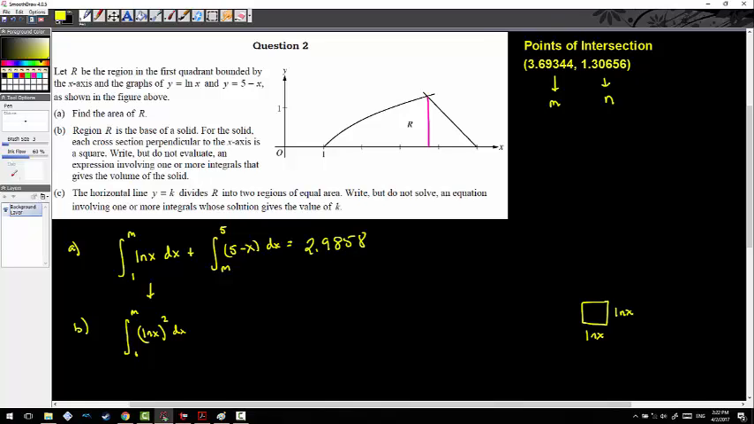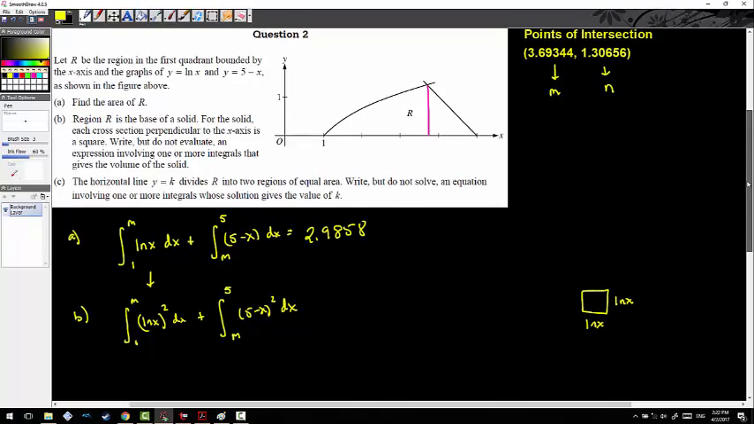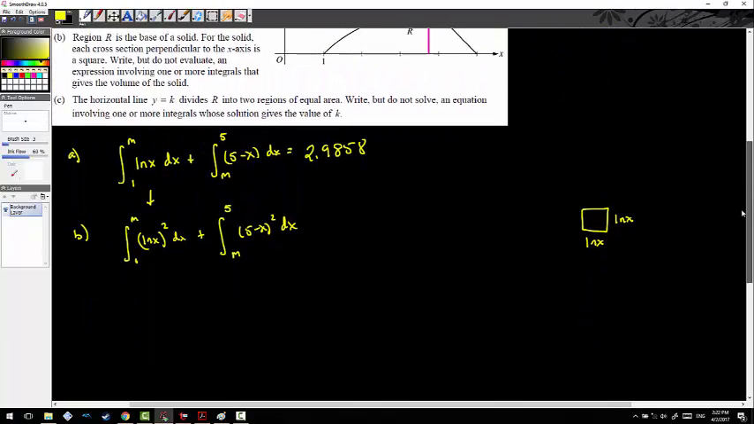So after that, I'm going to go ahead and do it with the other piece. So from m to 5, and that's going to be 5 minus x squared dx. And notice how it says, write but do not evaluate. I think Part B is done. Very cool, very cool. All right, next.